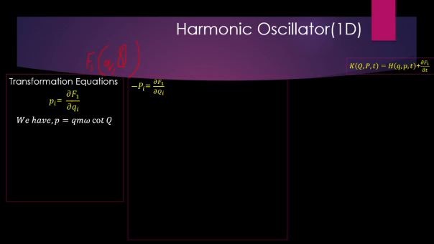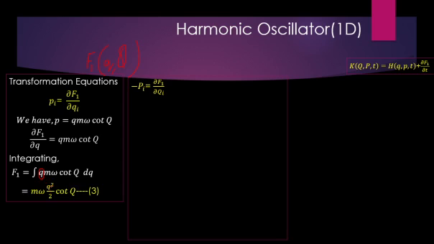So now you can substitute: instead of p I can write it as dou F1 by dou q is equal to q m omega cot Q, or I can integrate out F1. So what is F1? Integrating m q omega cot capital Q with respect to small q. That was a differential, so all others being constant, q is integrated out, so it becomes m omega q square by 2 cot Q, which is the generating function.